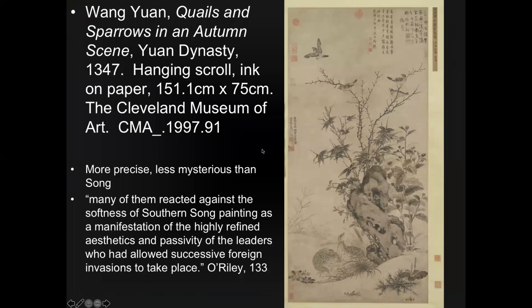So Wang Yuan, again, O'Reilly's saying this idea that the pieces are more precise and less mysterious as a song. In this case, yes. And again, we're seeing this kind of style that becomes popular in the West as what Chinese painting is. Obviously, there's many different ways that Chinese painting can be. So many of them react against the softness of the Southern Song painting as a manifestation of the highly refined aesthetics and passivity of the leaders who allowed successive foreign invasions to take place. So whether or not this art is a reaction to the softness, I don't know if I can say that, but O'Reilly's correct in that later people defined this art as a movement towards something that's more solid and more strong, kind of like the 16th century critic that we saw commenting on Ma Yuan's painting earlier.